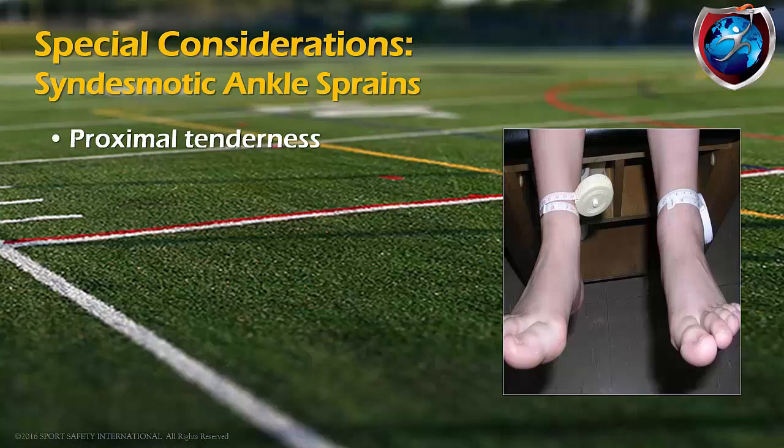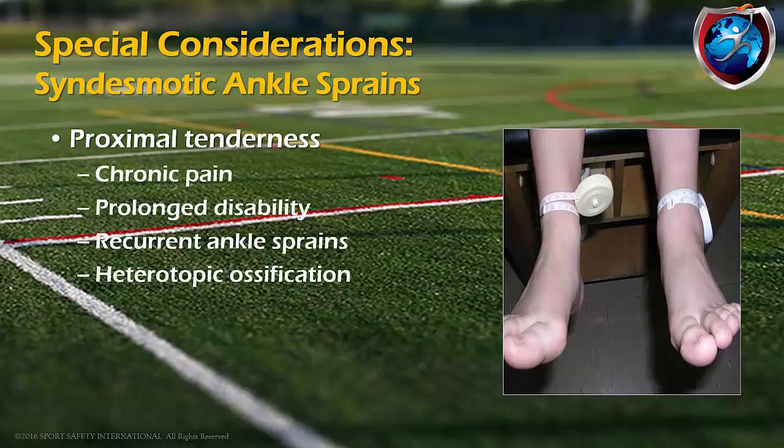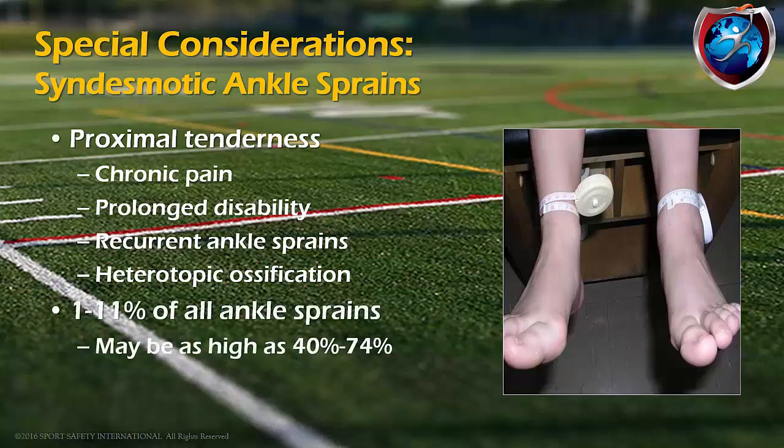They are frequently seen in athletes and may be associated with chronic pain, prolonged functional disability, recurrent ankle sprains, and heterotopic ossification. They are generally caused by hyperpronation, consisting of external rotation, eversion, and abduction, hyperdorsiflexion or hyperplantar flexion, or another athlete falling onto a fixed ankle. Syndesmotic sprains can occur to athletes enduring chronic inversion and axial loading. Syndesmotic sprains account for 1 to 20% of ankle sprains, but the prevalence may be much higher and range from 40 to 74% of sprains.